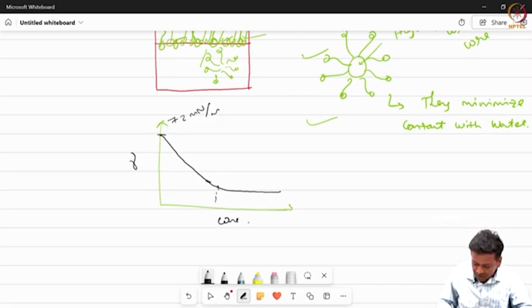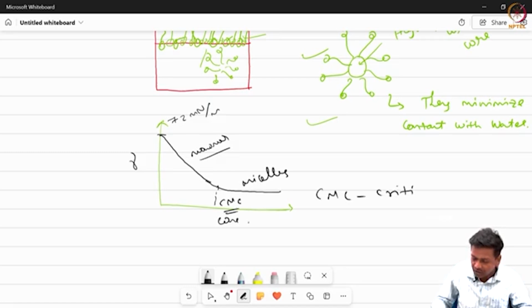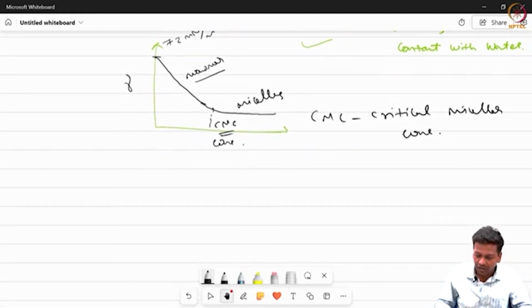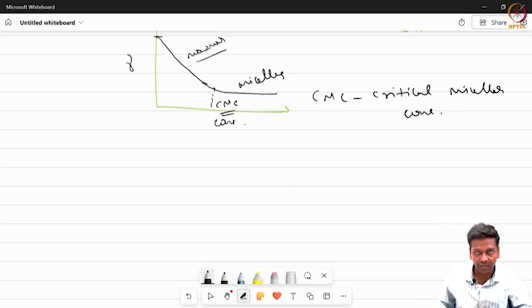So this transition, right, the point at which this transition occurs, that is monomer to micelles, right? So this point is nothing but CMC, which is critical micellar concentration. Okay, so there are other techniques that you can use.